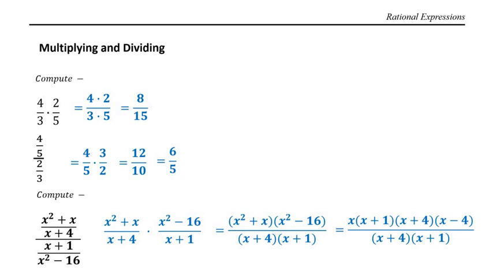And now we have a lot we can cancel out here, which I think is the fun part. We can cancel out an x plus 1 on both numerator and denominator, and an x plus 4 on both the numerator and the denominator, which would leave us with a final simplified answer of x times x minus 4. So that wraps up multiplying and dividing.